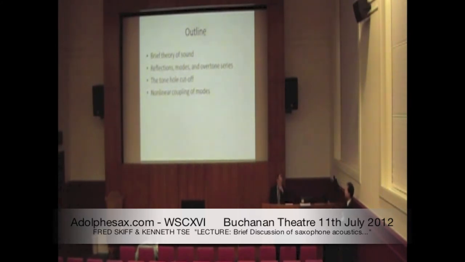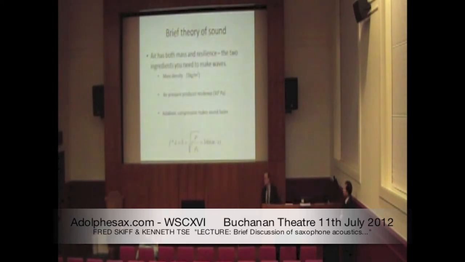So I'll just give a brief theory of sound and talk about the idea of reflections and modes and overtone series. The tone hole cutoff is a very important concept for this lecture because it turns out that this means that the player is very important for the tone quality. I mean, it's not just the instrument. In fact, it's almost entirely player, particularly in the higher frequency ranges, and then talk about how these overtones appear.